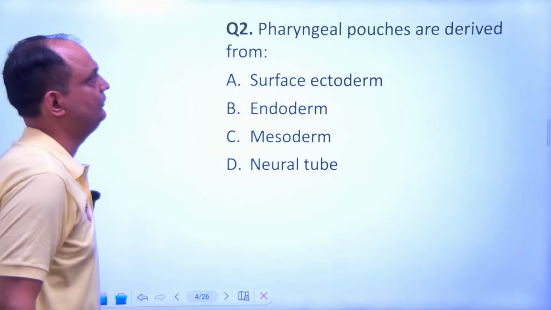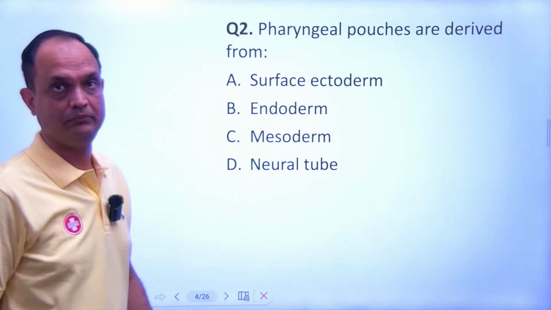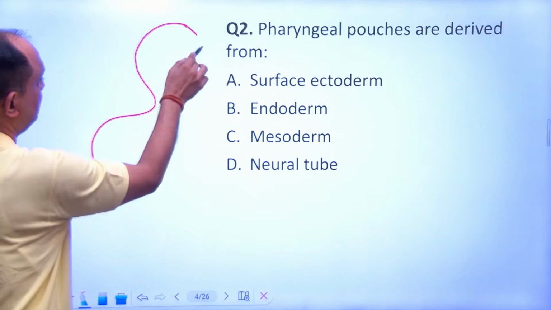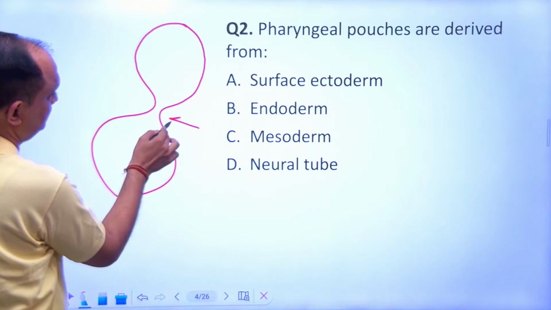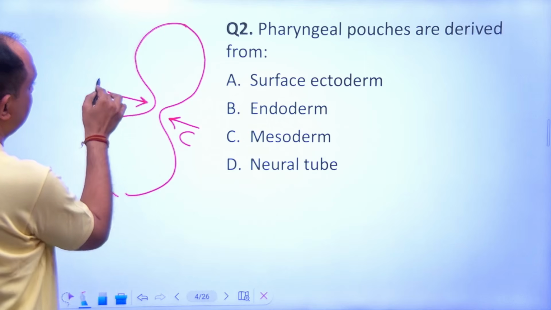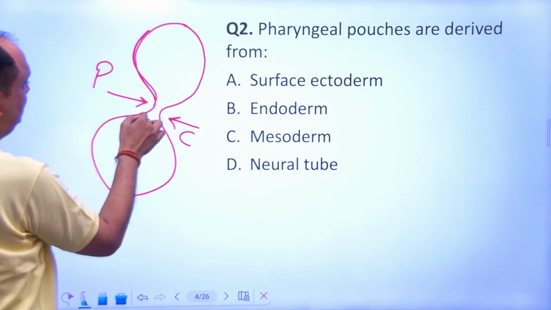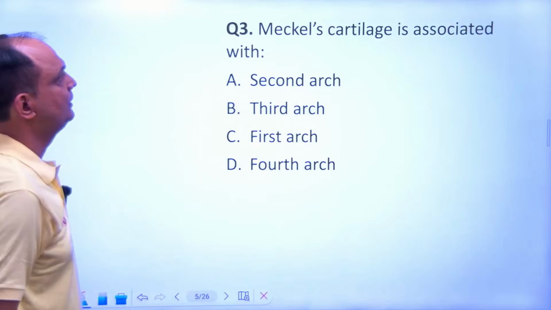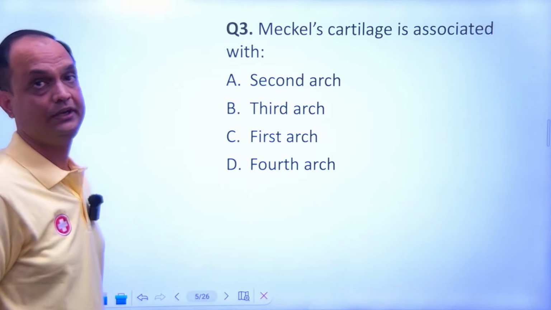Next question, the pharyngeal pouches are derived from. So what is the pouch? Now when you see this arch, the outer is known as cleft, the inner depression is known as pouch, and inside you will have the endoderm. So answer B.